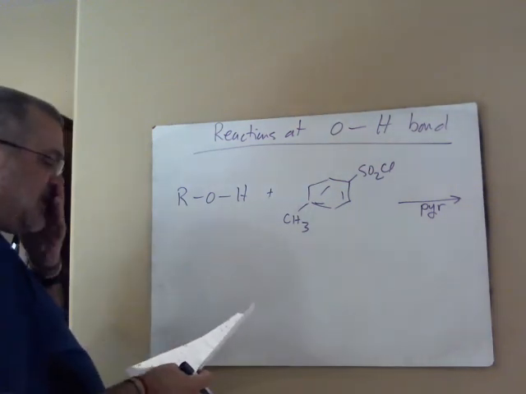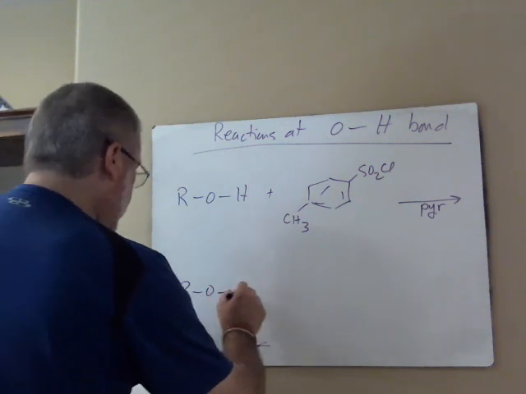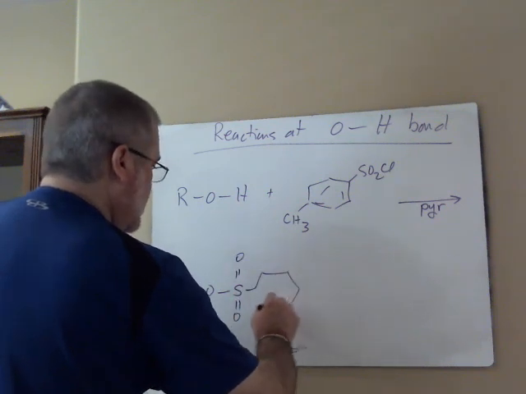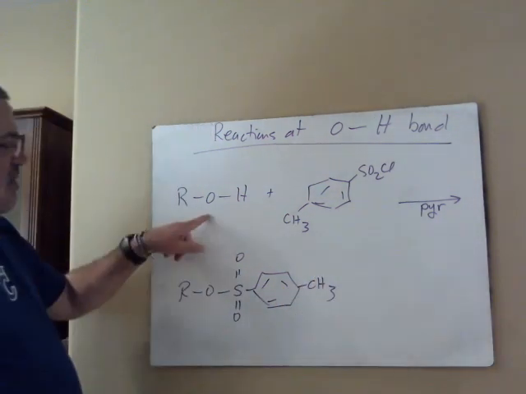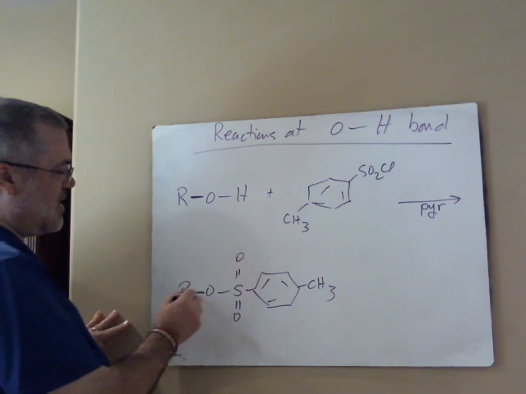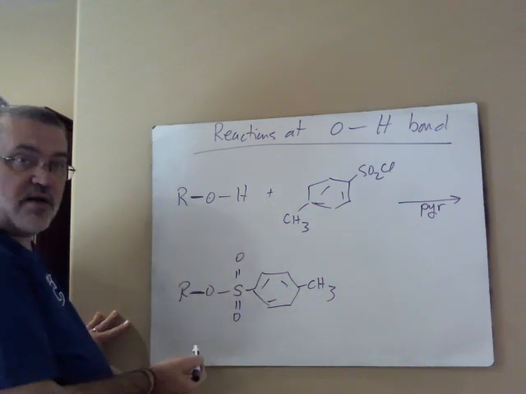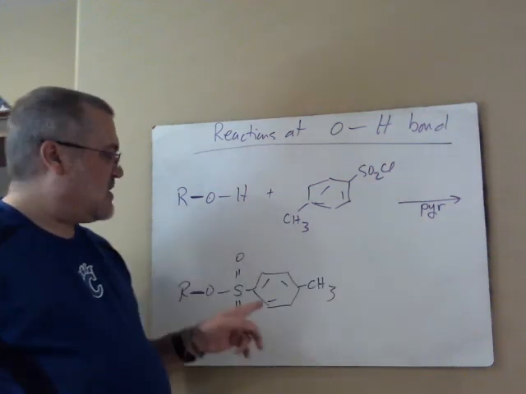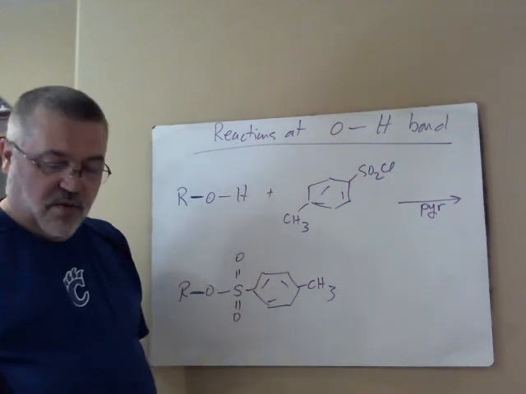But what we're going to see happen when we do this reaction is we will actually substitute the tosylate onto the alcohol. And so notice we're not breaking the R to O bond, the carbon to oxygen bond, we're breaking the O to H bond when we do this reaction. And in this particular case, we're making this O a better leaving group, okay, for it to undergo other reactions.